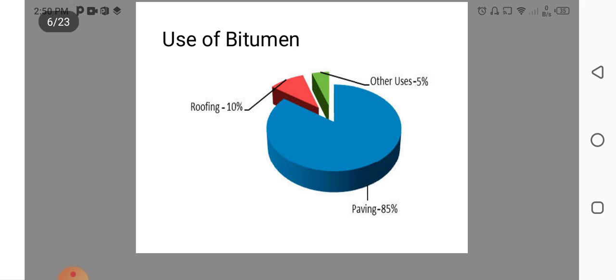Here you can see the major use of bitumen is in road construction, paving, or pavement, at 85%. Roofing is also a use, and other uses account for 5%.